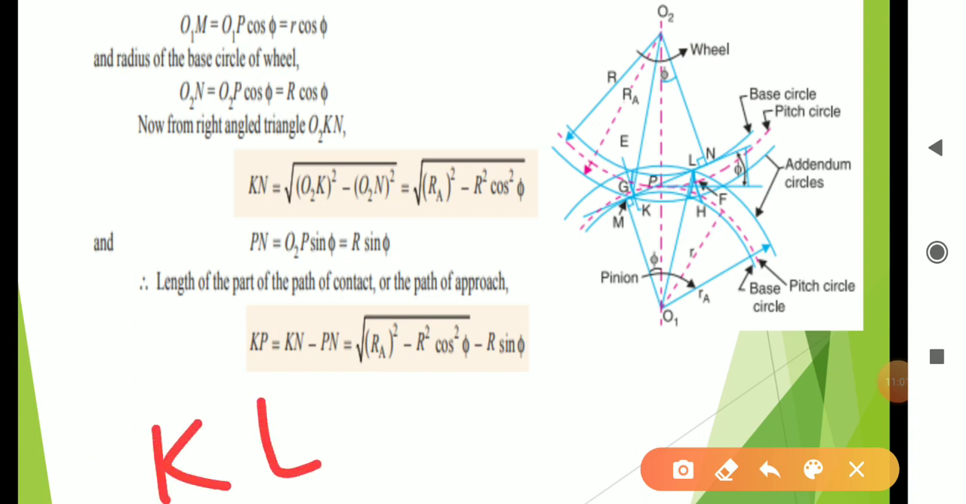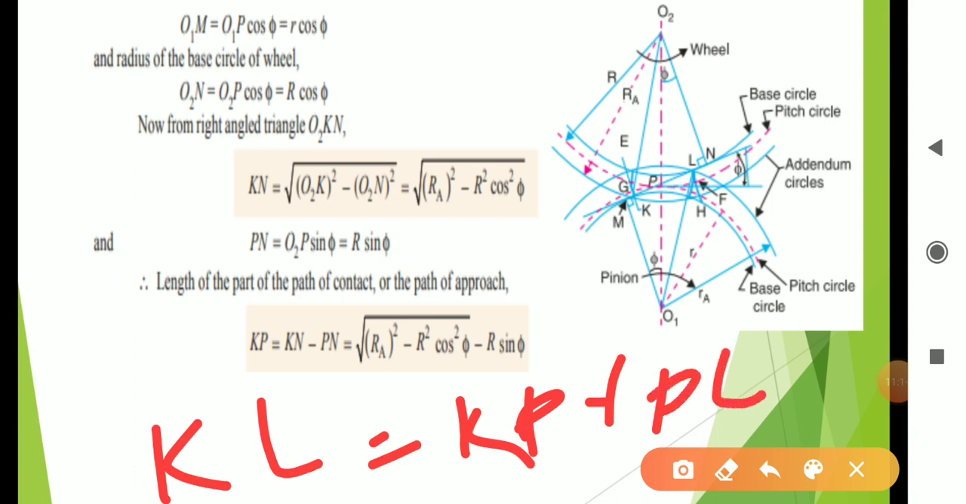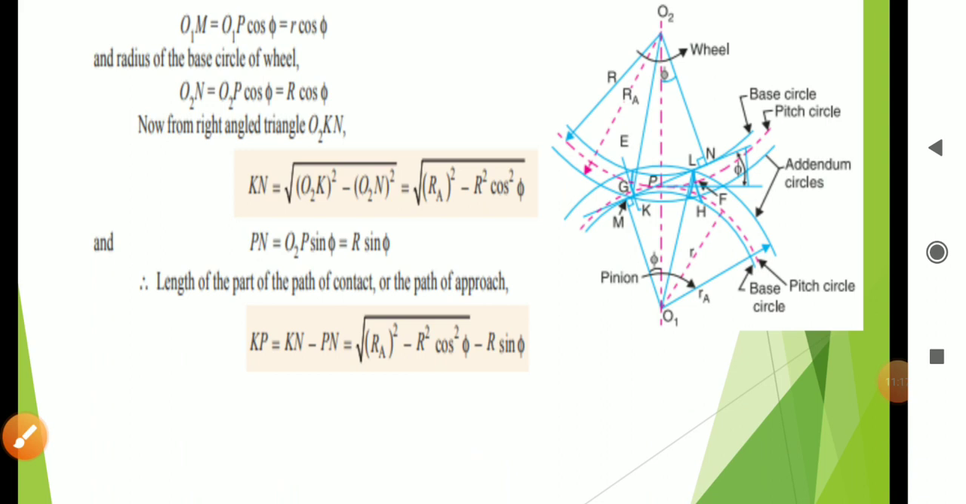Therefore the length of the path of approach, KP, is equal to KN minus PN. This is our path of approach. We saw earlier that KP plus PL is KL, the path of contact. So KP, the path of approach, is equal to KN minus PN.